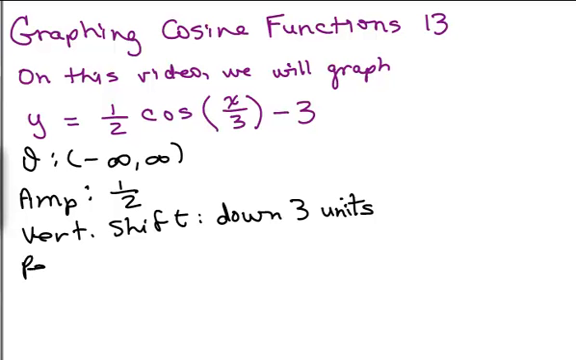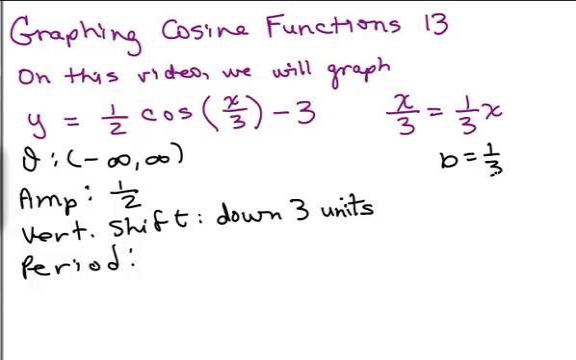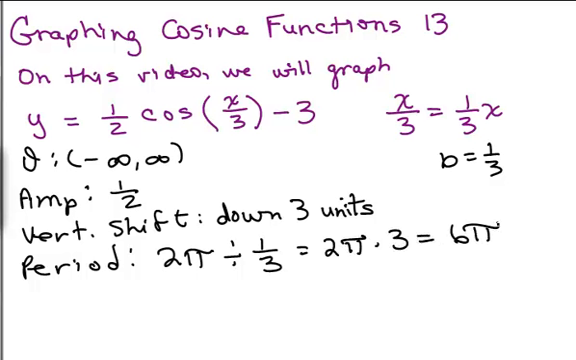But how are we going to get the period? So remember, x over 3 is the same thing as 1/3 of x. So b is equal to 1/3. And how do we always get the period? We take the period of cosine, which is 2 pi, and we divide by b. So that's 2 pi times 3, or 6 pi.